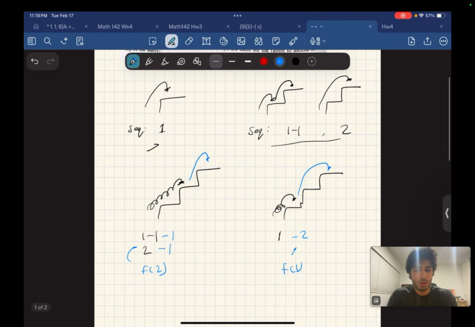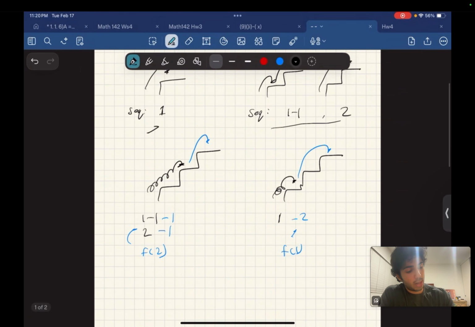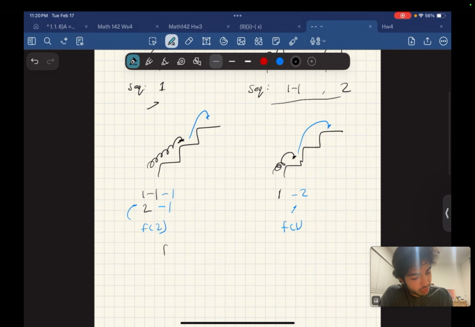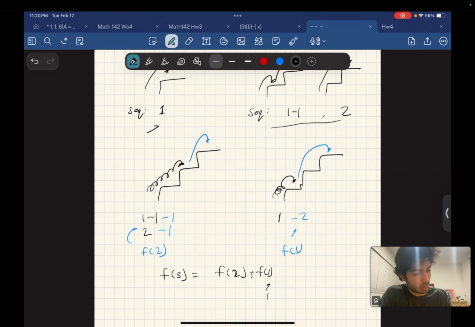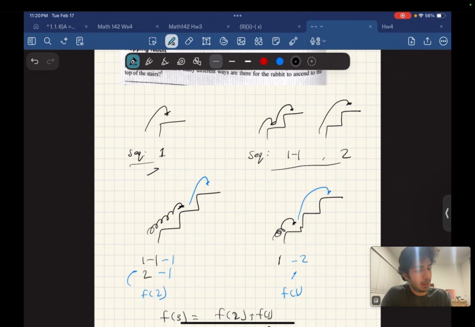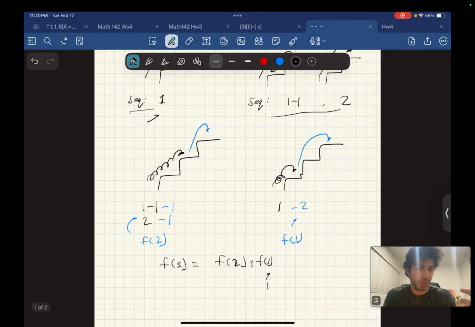And once we appended a 1 to each solution for the f of 2 portion of f of 3, it was still 2 sequences, but for all those sequences, we just appended a 1 to the end of them. So what we're saying is f of 3 is really just f of 2 plus f of 1, right? Because f of 1 had a length of 1, because there was one sequence. How many different ways? There was one way to get there.